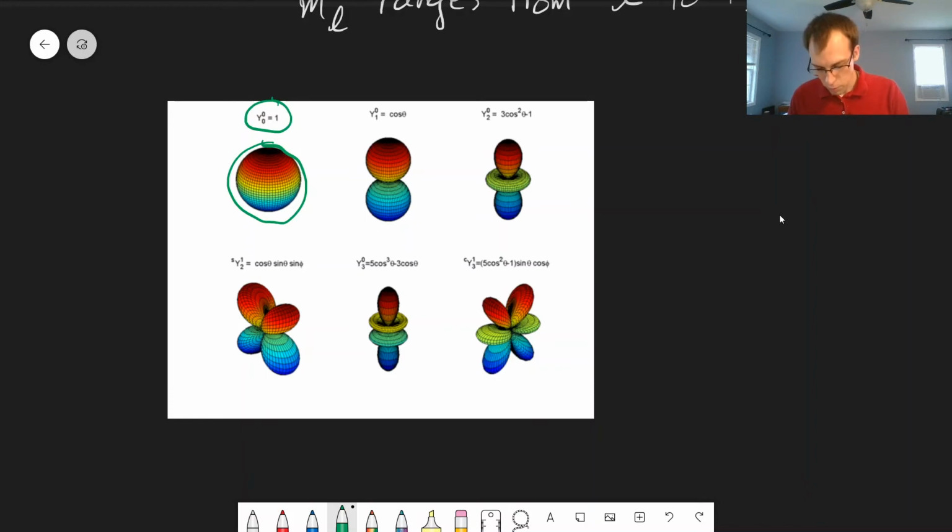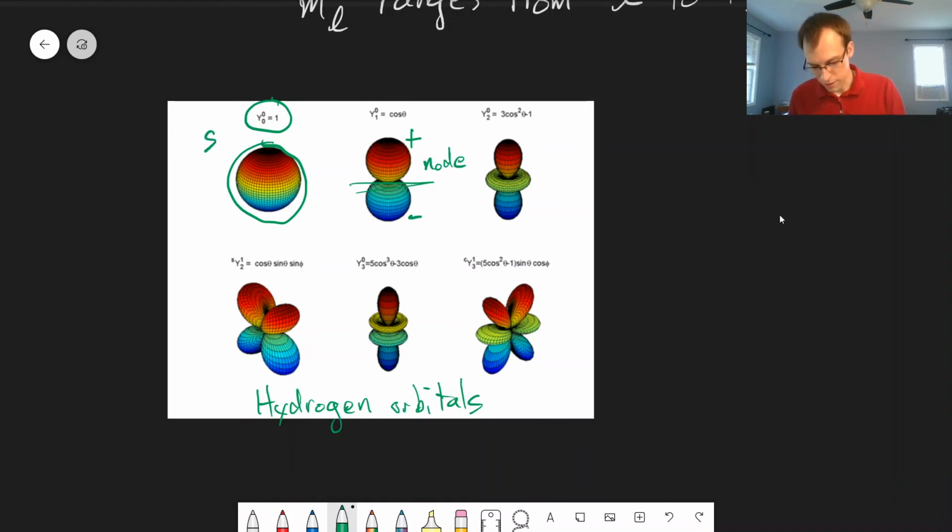For some of these other ones, there are positive and negative parts. So Y_1^0 has a positive part on the top and a negative part on the bottom. And what we see here is what we call a node in the middle, right in between these. These may look familiar because they look a lot like hydrogen orbitals. What we'll see in the next chapter, when we talk about these in a little more detail, is that these are directly related to the orbitals of atoms that we're used to seeing.